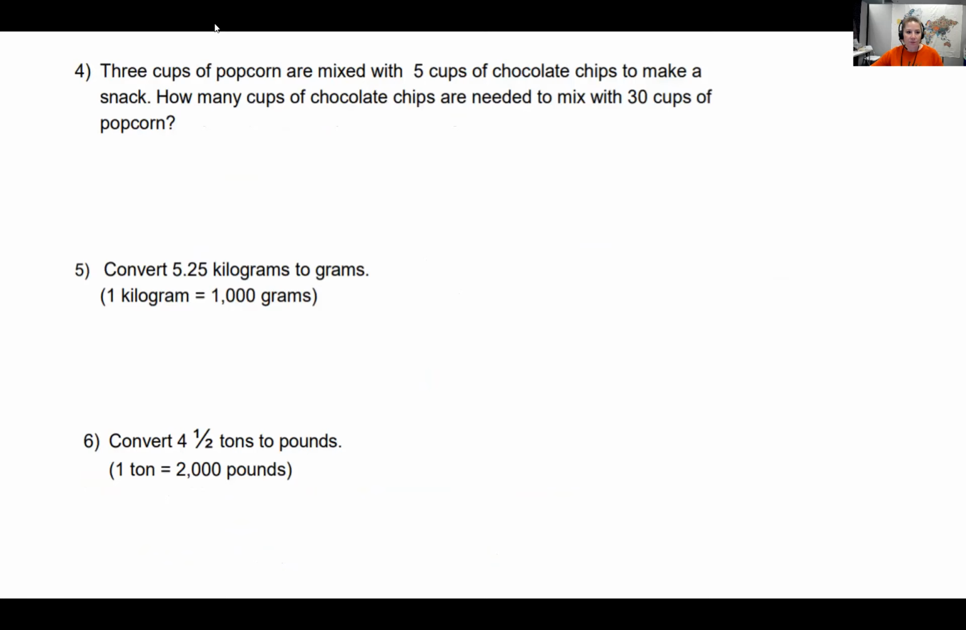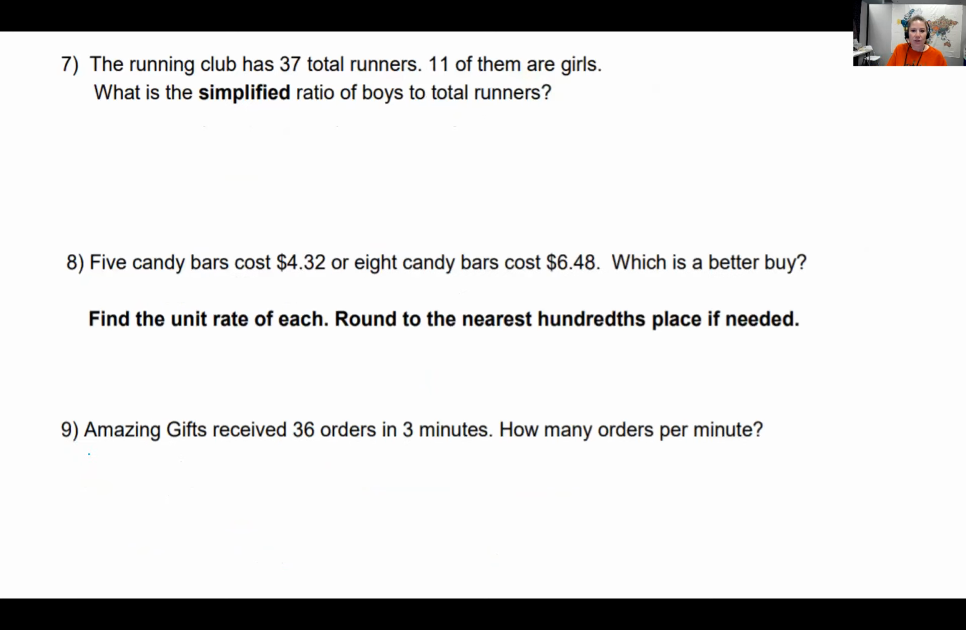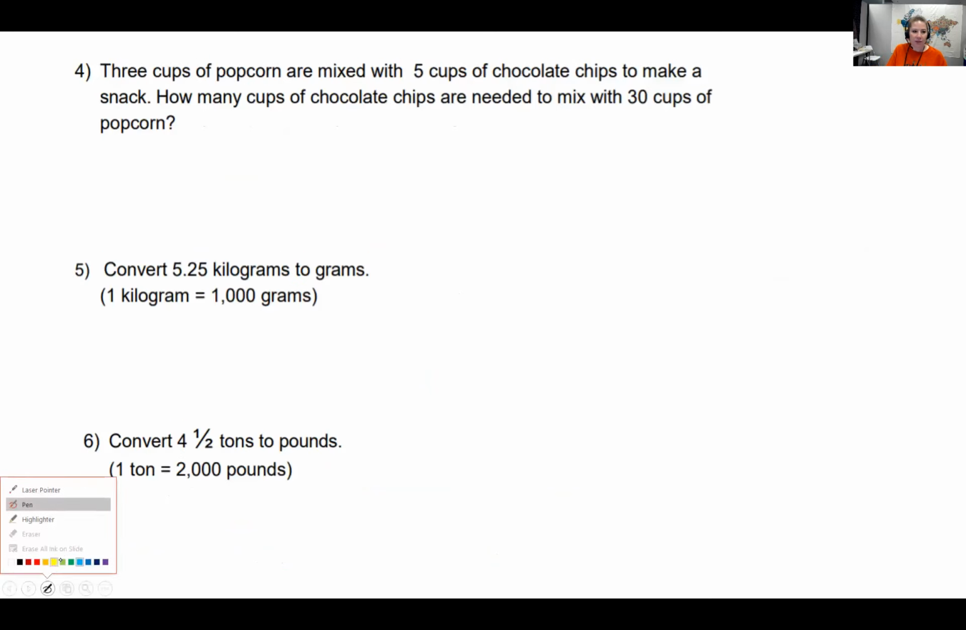All right, number 4, it says 3 cups of popcorn are mixed with 5 cups of chocolate chips to make a snack. How many cups of chocolate chips are needed to mix with 30 cups of popcorn? So let's go ahead and set up 3 popcorn to 5 chocolate chips. So since popcorn goes with 3, I'm going to put 30 on the top because these are both popcorn. And then the question is, how many cups of chocolate chips are needed?